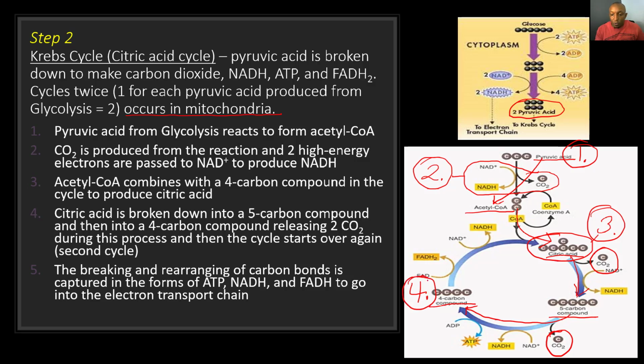of our Krebs cycle. In step 5 of the Krebs cycle, the breaking and rearranging of carbon bonds is captured in the forms of ATP, NADH, and FADH2 to go into the electron transport chain. So here's the ATP right here, and here's the NADH, and then here's the FADH2, and all 3 of these are going to be going into the electron transport chain. That's the 5th and final step of the Krebs cycle.